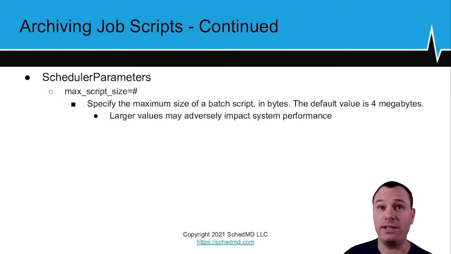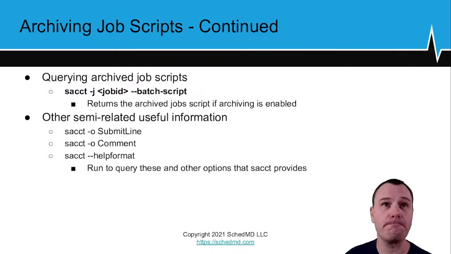Slurm also has the ability to limit the job script size stored. Part of this new feature comes with the ability to set a SchedulerParameters of max_script_size. By default, this is 4 megabytes. Larger values may have a negative impact on your system, so please use caution here.